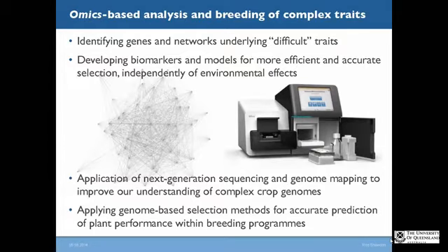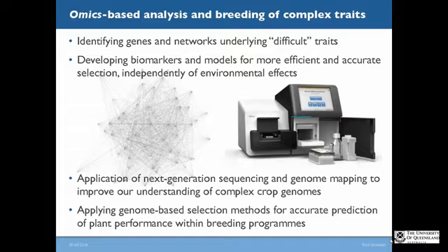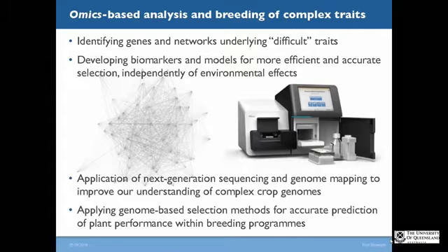So what we would like to do would be to identify genes if possible, or if not, then at least the networks which are underlying difficult traits. If possible, to develop kinds of biomarkers. They may be genes, they may be gene expression levels, they may be metabolite expression levels, or even models if things are a bit more complex, to enable us to more efficiently and accurately select for specific traits independently of environmental effects or constraints. So we're really looking for the genetic effects underlying traits.